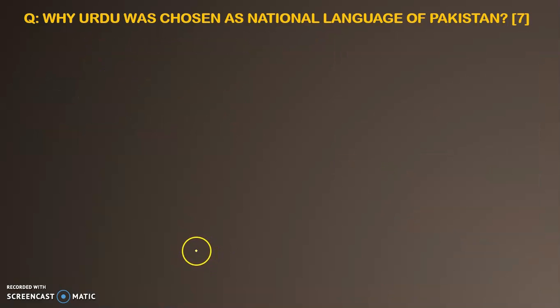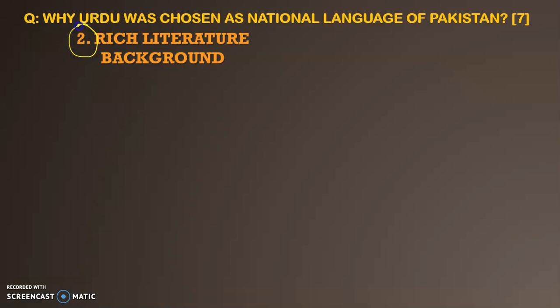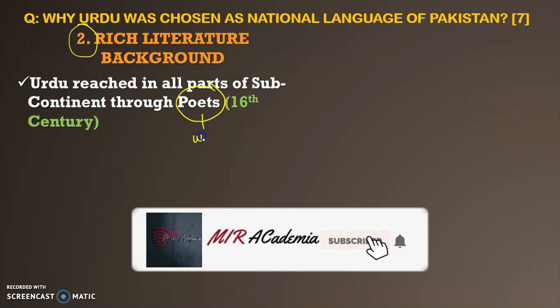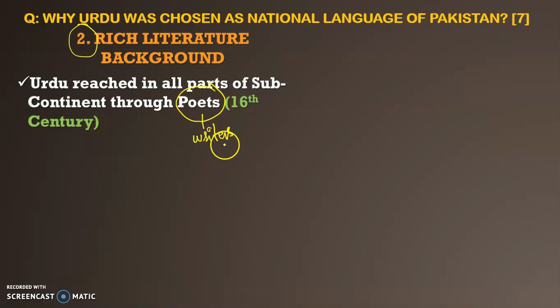Moving towards the next paragraph, we have the rich literary background. Now this would become your second paragraph. Let's see what we have over here. Urdu reached all parts of the subcontinent through poets in the 16th century. So in this one, you are going to talk about the poets and the writers. Due to the efforts of the poets and the writers during different periods of history, Urdu reached all parts of the subcontinent. In this paragraph, you are going to mention the efforts of the poets and writers, because of which Urdu was able to reach all parts of the subcontinent.